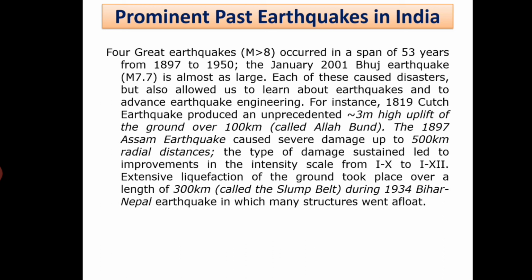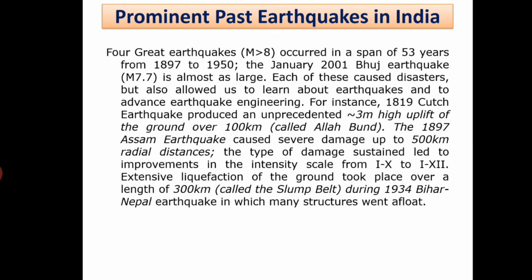So the January 2001 Bhuj earthquake had a magnitude of 7.7, so it was almost the largest. Each earthquake causes disasters but allows us to learn about earthquakes and advance earthquake engineering. For instance, the 1890 Kutch earthquake produced a 3-meter high uplift of the ground over 100 kilometers. The 1897 Assam earthquake caused severe damage up to a 500 kilometer radius.